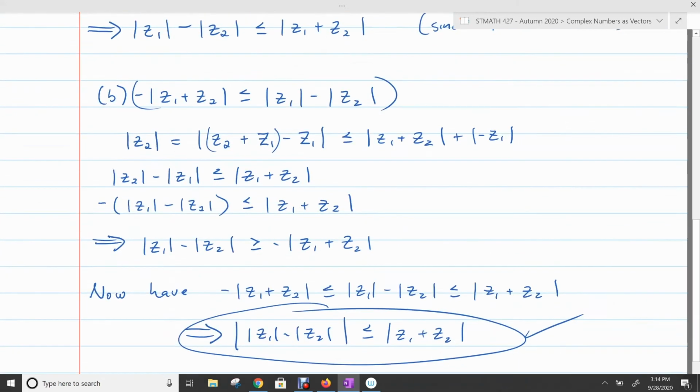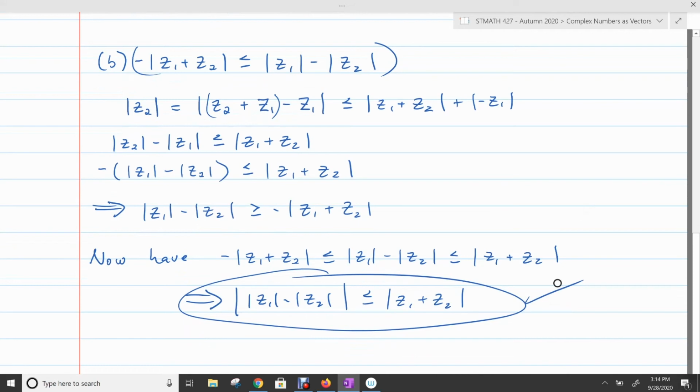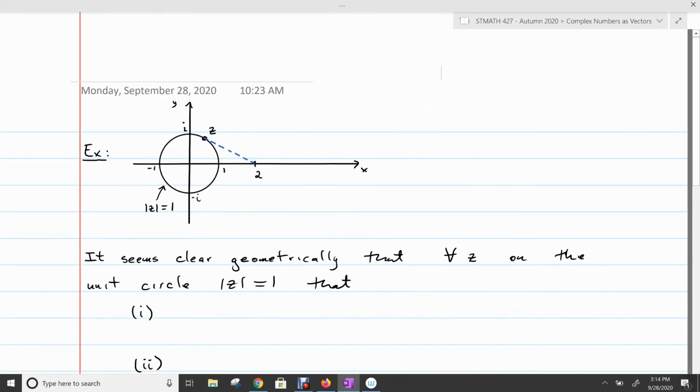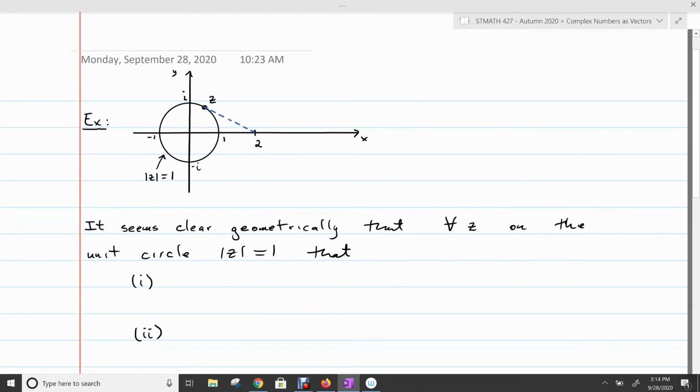One thing you might challenge yourself to do is to think about how this applies to triangles. Like, why is it called a reverse triangle inequality? And how can you interpret it as any side of a triangle is greater than the difference of the other two sides? Okay, here's a little example that we can use as an application of that reverse triangle inequality.